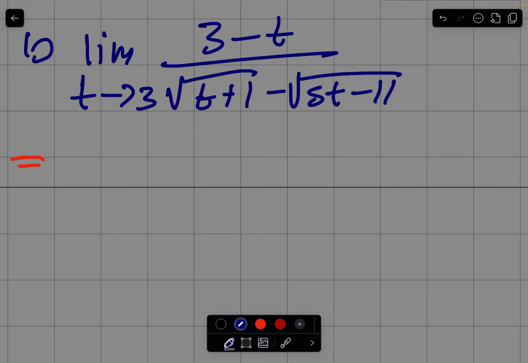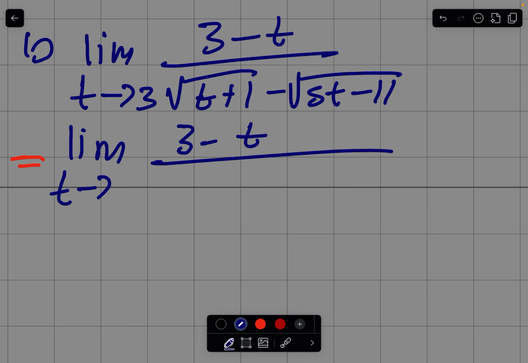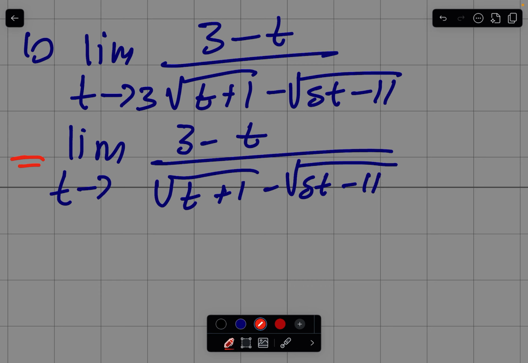Therefore, here you have to rationalize. Since I see the square root, not always you have to rationalize. You must test first by substituting. Square root of t plus 1 minus square root of 5t minus 11. Therefore, you are going to rationalize.